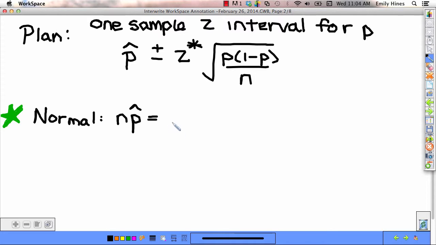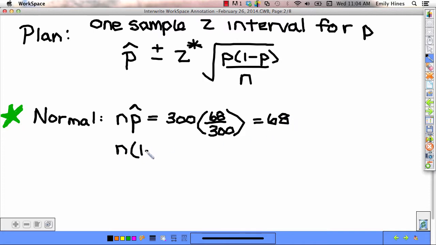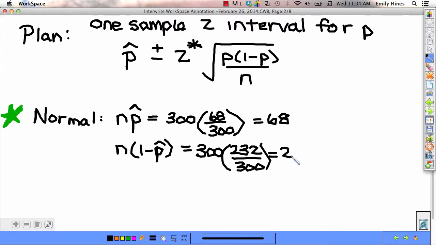So this would be 300 times the 68 over 300, which would just be 68. And n times 1 minus p hat would be 300 times 232 over 300, which would be just 232. And both of these are greater than or equal to 10, so our normal condition is met.